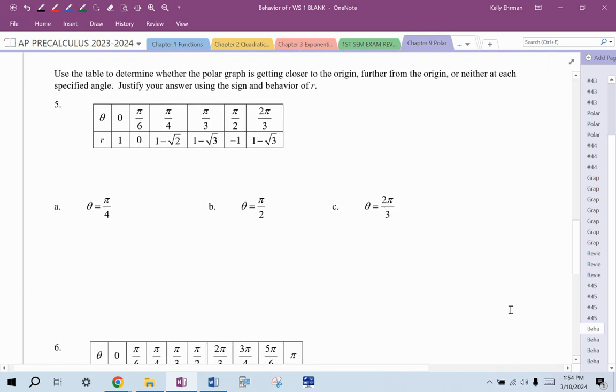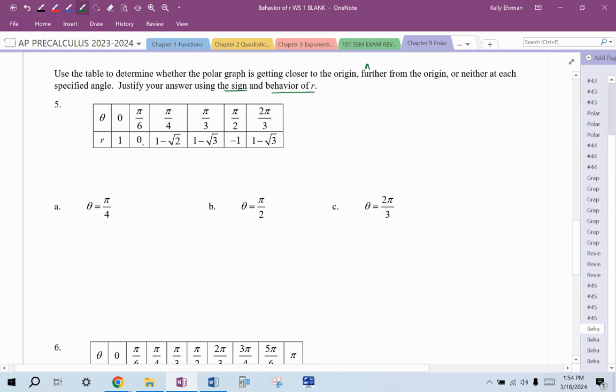Right? What if we're given a table? So use the table to determine whether the polar graph is getting closer to the origin, farther from the origin, or neither at the specified angle. Justify your answer using the sign and behavior of r. So this just has done some of the work for us. Let's first take note of what's happening.